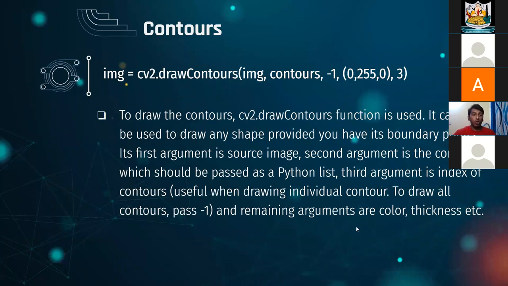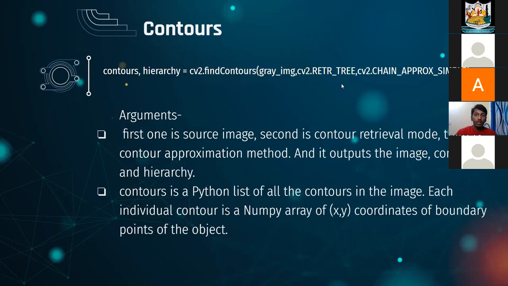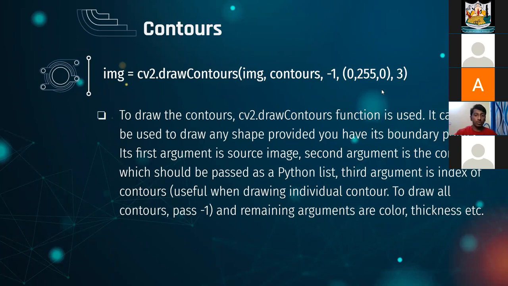And OpenCV also draws the contours for you. You give it the image and the contours, and it will draw the contours for you. Minus one means draw all the contours that you have. Or you can give an index, like one if you want to draw the first contour, or three if you want the third contour. You can also give the color you want, like blue or any random color. Also give the thickness.